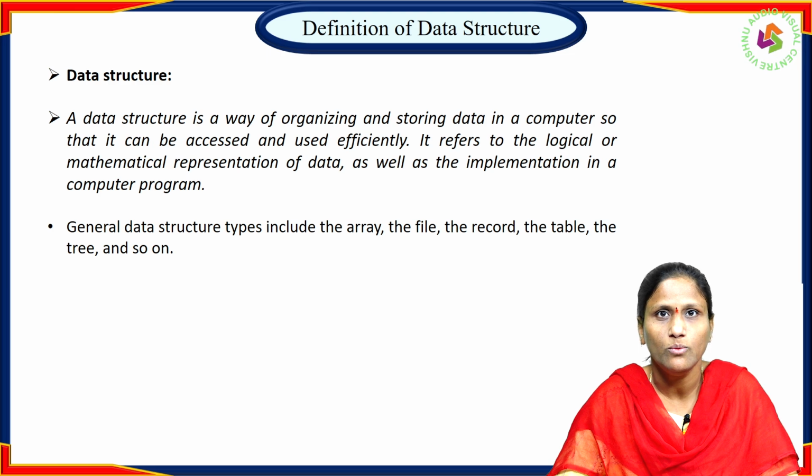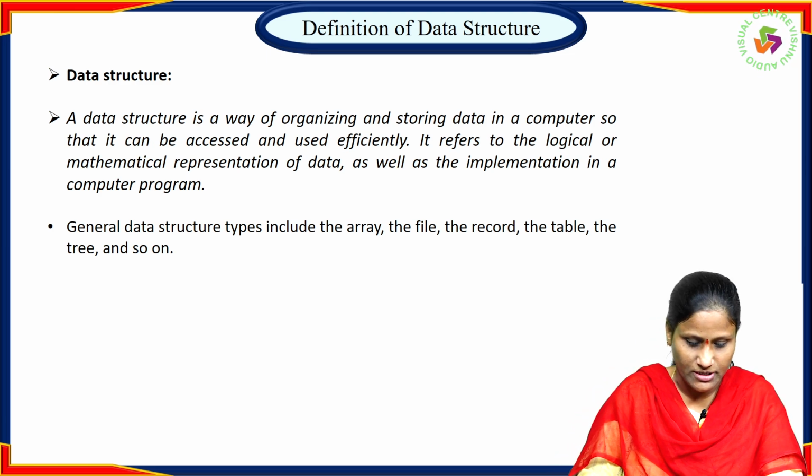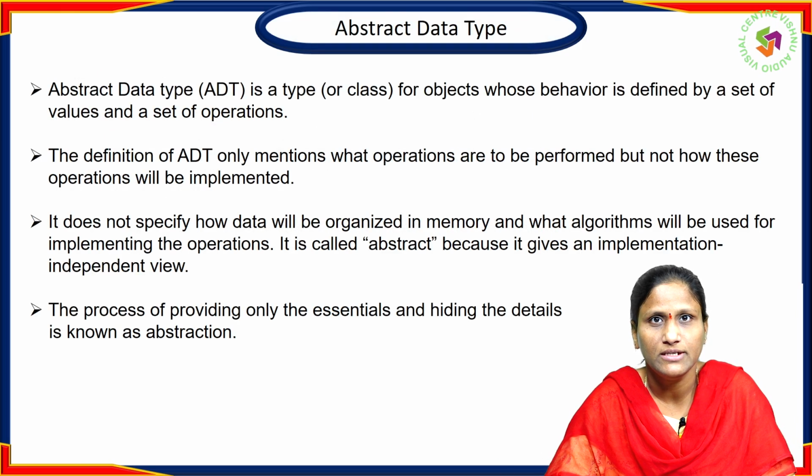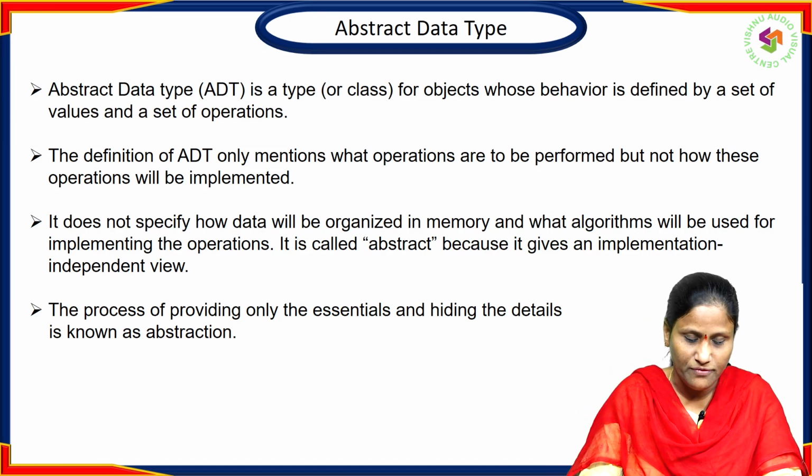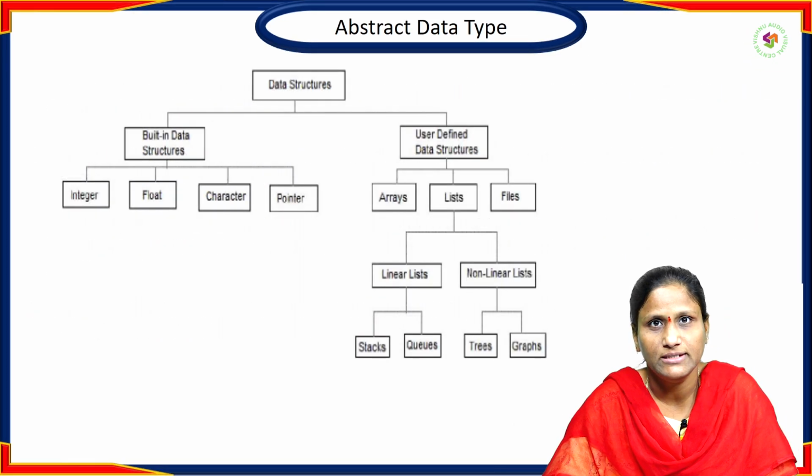So now let us see what is ADT. ADT is nothing but abstract data type. Abstract data type is nothing but showing the essential details without showing the internal details. That means here we are having a set of data values and we will show only the operations that are performed on the set of the data values, without showing the implementation of the operations on data sets.